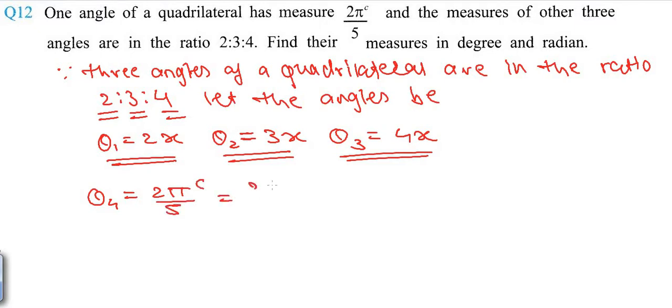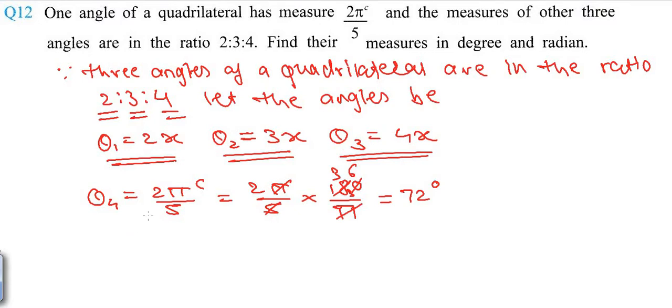radian. Let us convert this angle into degree measure by multiplying it with 180 by pi. Pi got cancelled. Divide by 5. 5 3 is 15. Remainder 3. 5 6 is 30. So 36 into 2 is equal to 72 degree is the fourth angle.